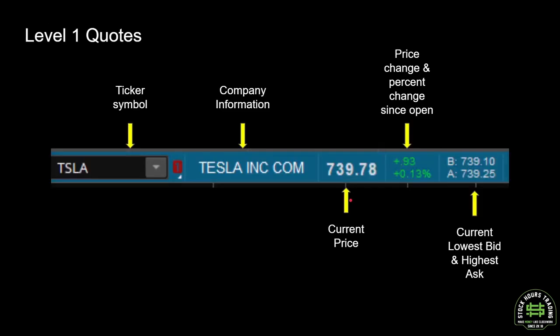Right here, I'm going to go over a quick level 1 quote before we get into the level 2 quotes. So we have our ticker symbol. This is a Thinkorswim level 1 quote, by the way. And then we also have our company information, our current price, the price change and percent change since open, always good to keep in mind, and then the current lowest bid and the highest ask here. So this is just simple price information.